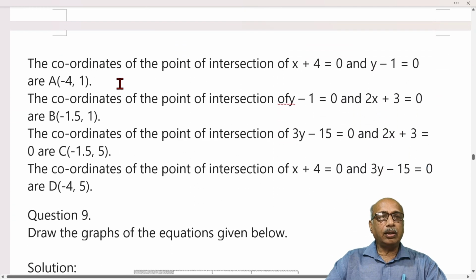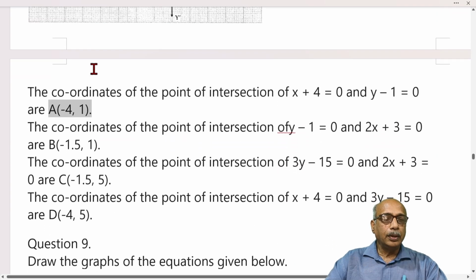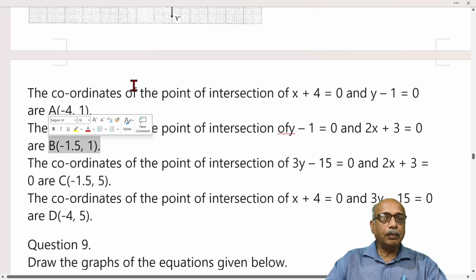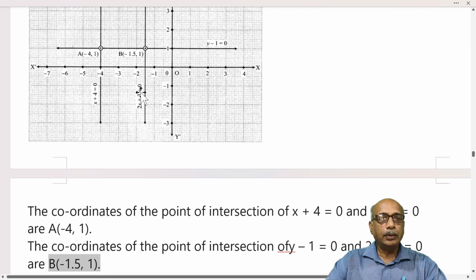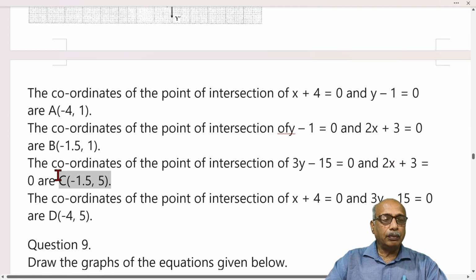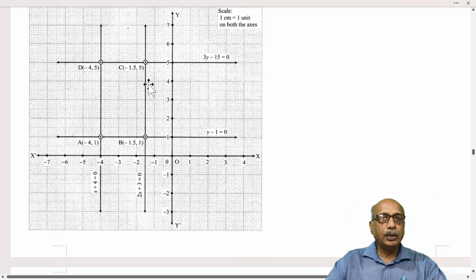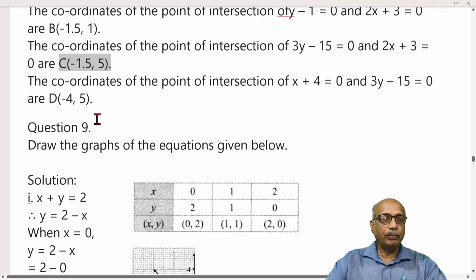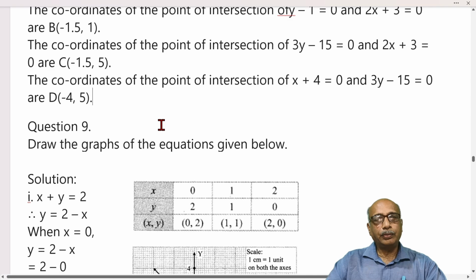Here it is explained. The coordinates of the point of intersection of x plus 4 equals 0 and y minus 1 equals 0 are A, (minus 4, 1). B, as per the given, is (minus 1.5, 1). C will be (minus 1.5, 5), and D point is (minus 4, 5). I'm sure you might have understood this.